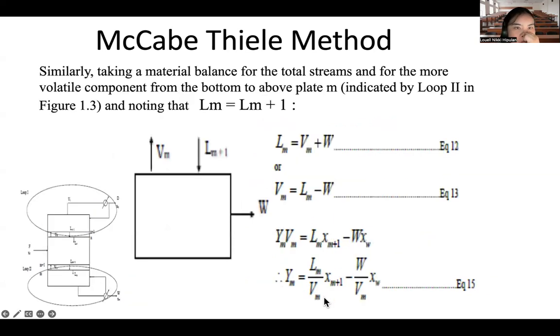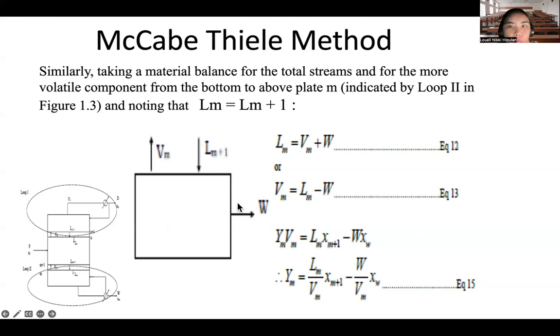And now, let's focus on the lower section. Here we focus on the bottom. Let's do a material balance down here. So you have in is equal to out. The incoming is LM. LM. And what goes out is the vapor and then your bottom product. So LM is equal to VM plus W.